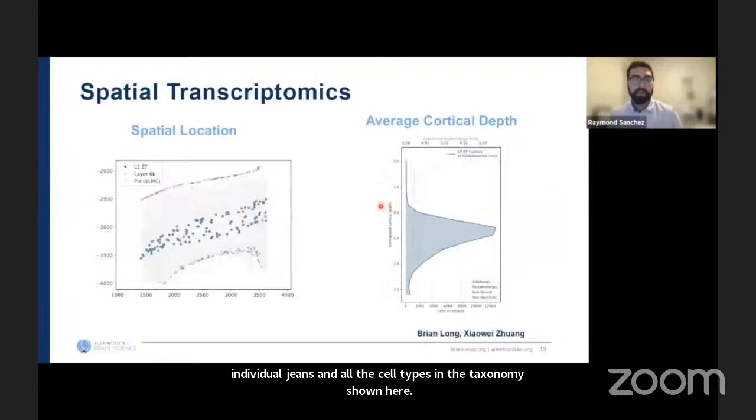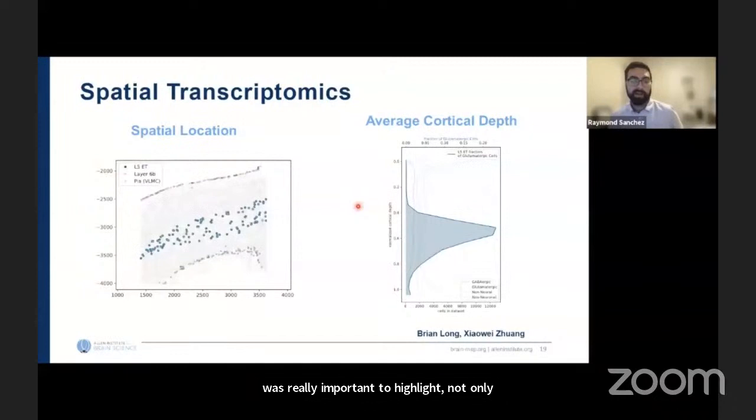Moving on to spatial transcriptomics, we thought it was really important to highlight not only which genes are expressed in individual cell types, but where those cell types are located. This is an example, a slice of primary motor cortex showing where, in this case, L5ET cells are likely to be located. And here is an average representation of the cortical depth of those L5ET cell types.